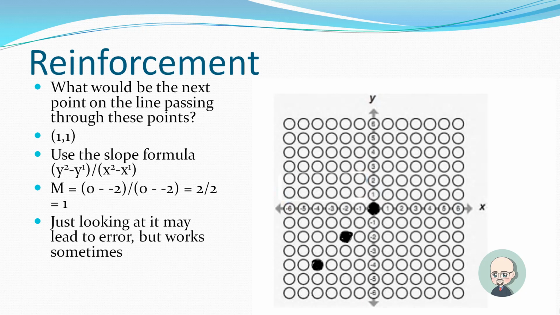equals 1. Now when they say the next point on the line passing through these points, they didn't say there weren't other points that they didn't show.